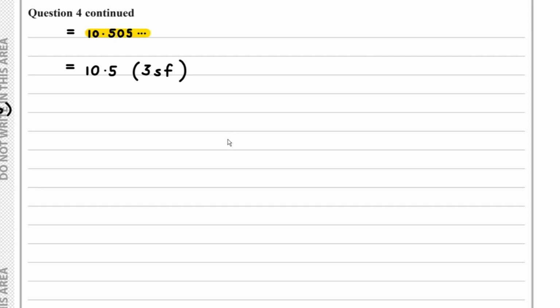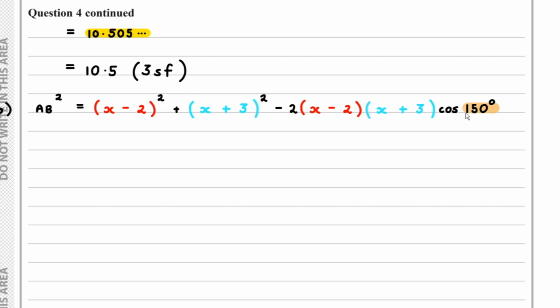So for part B, AB squared is equal to x subtract 2 squared, which corresponds to AD squared, plus x plus 3 squared, which corresponds to BD squared, subtract 2 multiplied by x subtract 2, which corresponds to AD, multiplied by x plus 3, which corresponds to BD, multiplied by the cosine of 150 degrees.